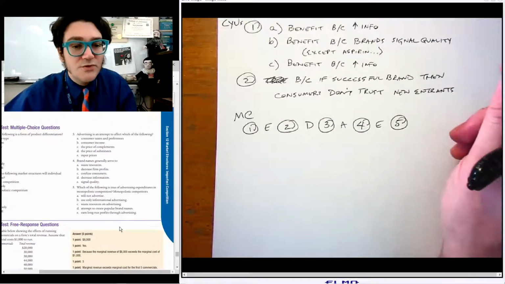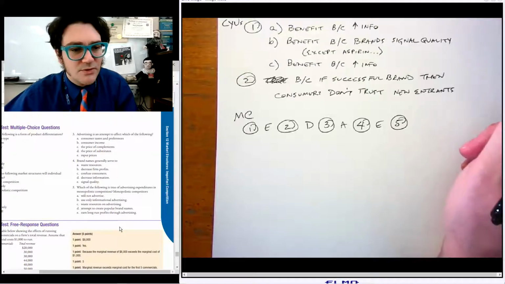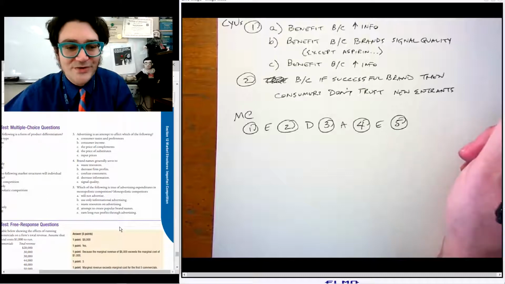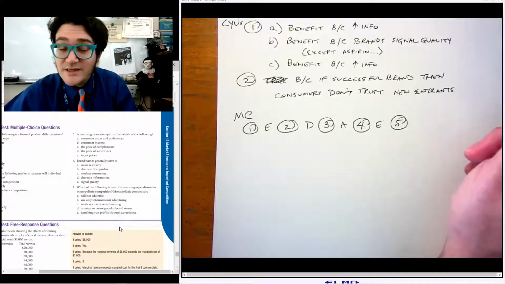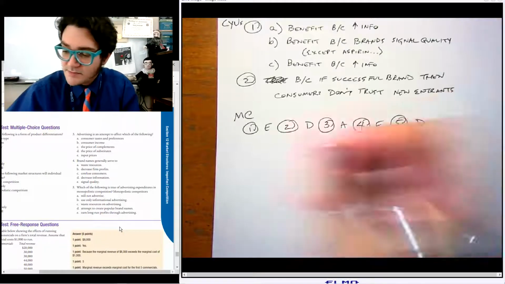Number 5, which is true of advertising expenditures in monopolistic competition? A is not true. They use only informational advertising? No, they don't do that. They waste resources? No, they do it for a good reason. They attempt to create popular brand names. That's what it's for. D.